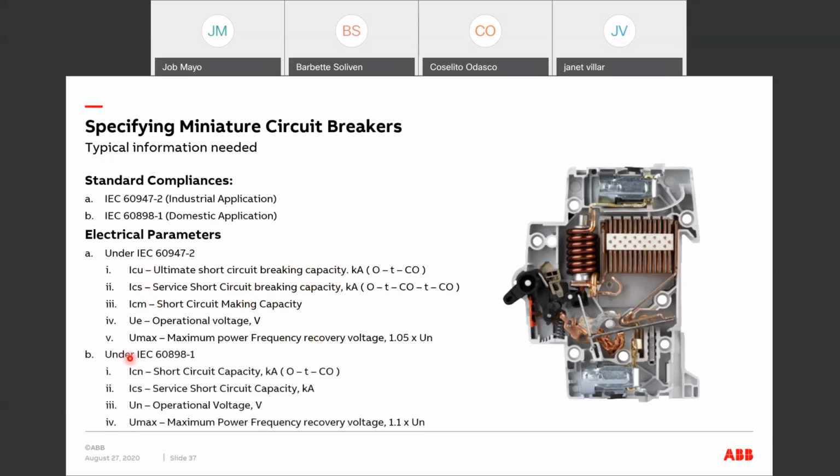And another one would be the IEC 60898-1. Again, we don't use ICU, we now use ICN, which is the short circuit capacity. Pretty much the test sequence is the same, but the service short circuit capacity is based on the K factor that I showed earlier. And of course, the operational voltage and the maximum power frequency voltage. Another difference between the two is the Umax, or the maximum power frequency recovery voltage, which is 1.05 times the rated voltage for IEC 60947-2, and for IEC 60898-1, it's 1.1 times the rated voltage.